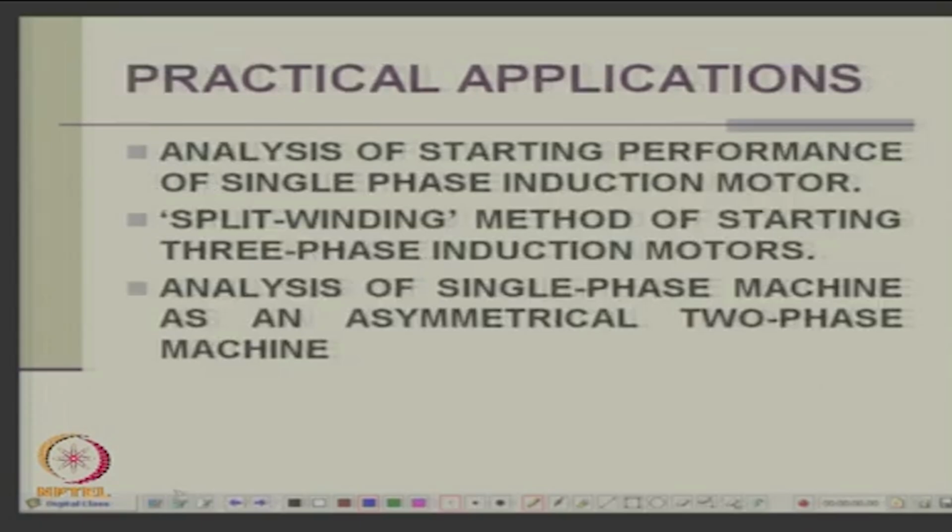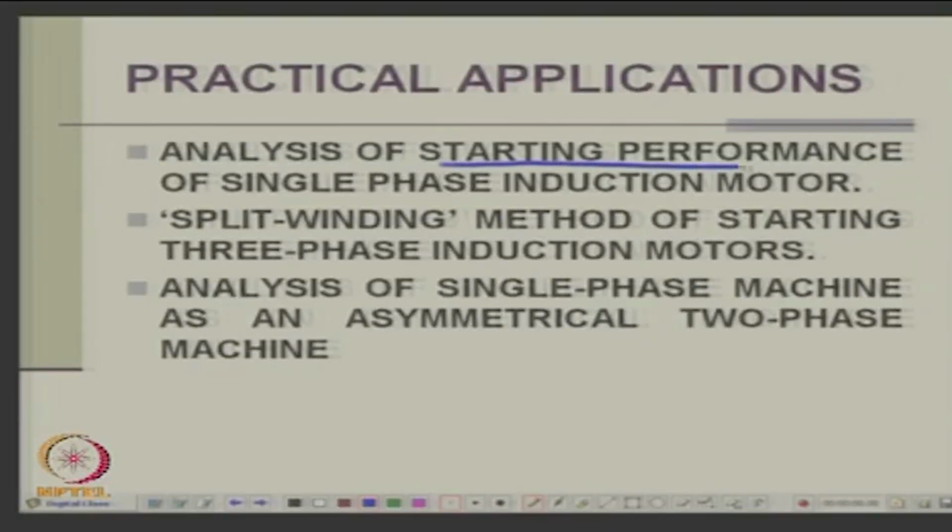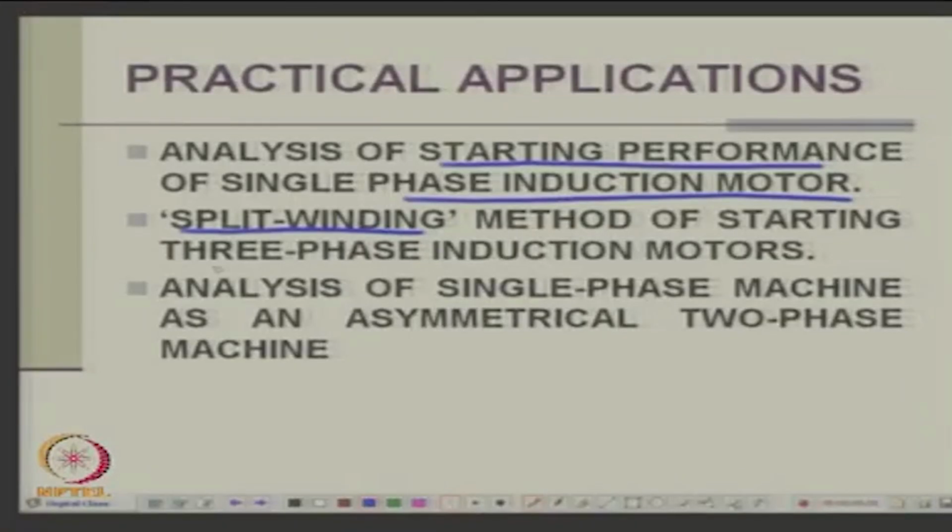Now, in practice what are the problems? In practical applications, you have the starting performance of a single phase motor. This is one issue, where if you are given a single phase motor with two windings, you must estimate the torque at starting and currents at starting, where two windings are there.